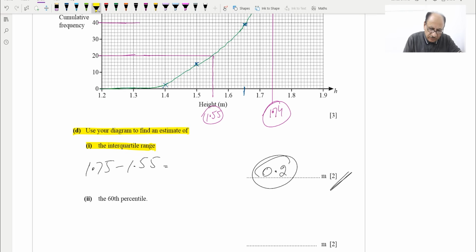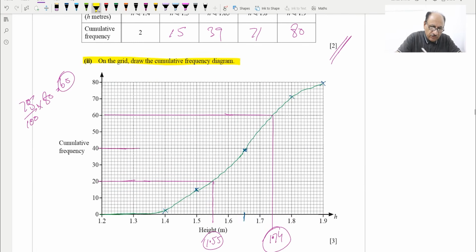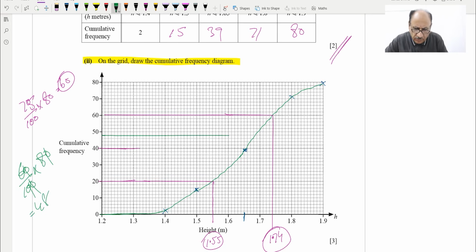And then they are saying 60th percentile. So the 60th percentile of 80 will be 48. From 48 we will be drawing the line, and if we draw the line from 48, we will get the reference over here, and this reference we can draw over here.